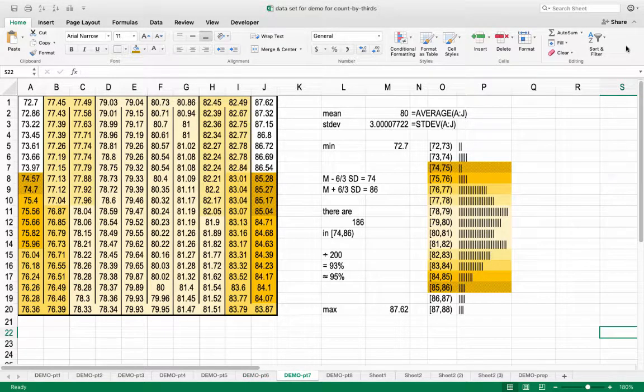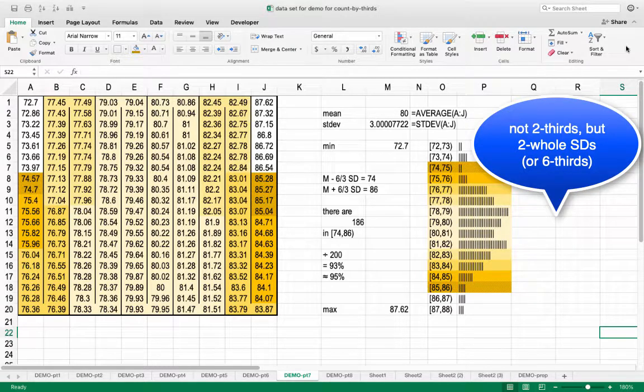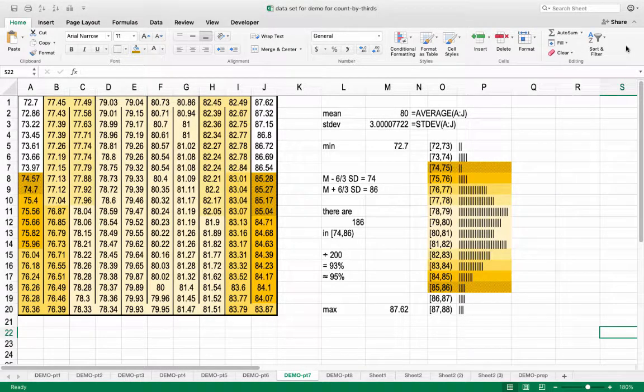Moving out 2/3 of a standard deviation above and below the mean would take us to 74 centimeters to 86 centimeters. In this range, we see that there are 186 values. Out of 200, that's 93%, which once again is close to 95%. And last but not least, if we go 7/3 of a standard deviation above and below the mean, 7/3 of 3 is 7 centimeters. So that would take us 7 centimeters below 80 to 73, 7 centimeters above 80 to 87, and we see that there are 195 values that fall between 73 and 87 centimeters. That's 97.5% of the data, which once again is close to 98%, which was predicted by the empirical rule.